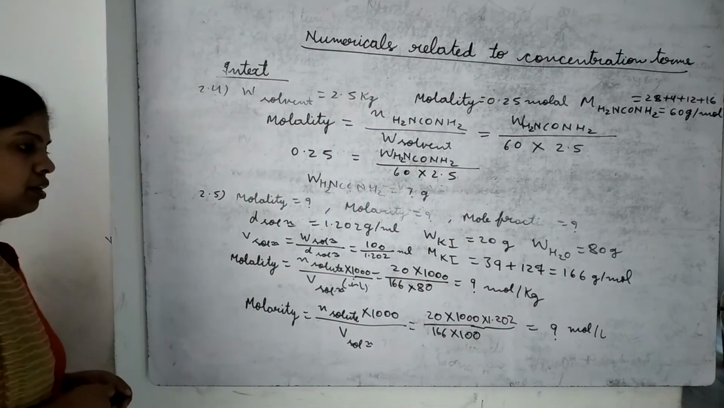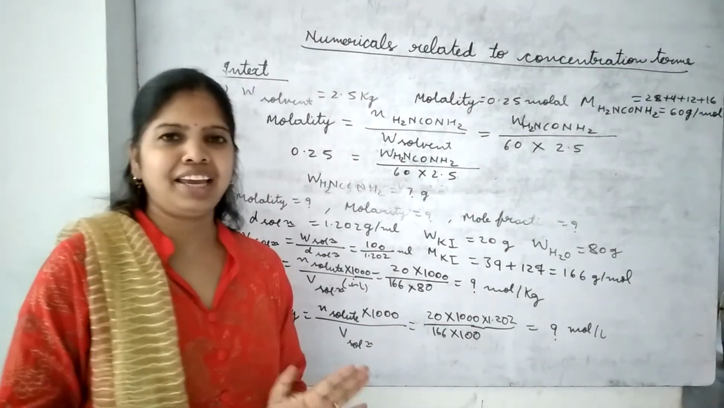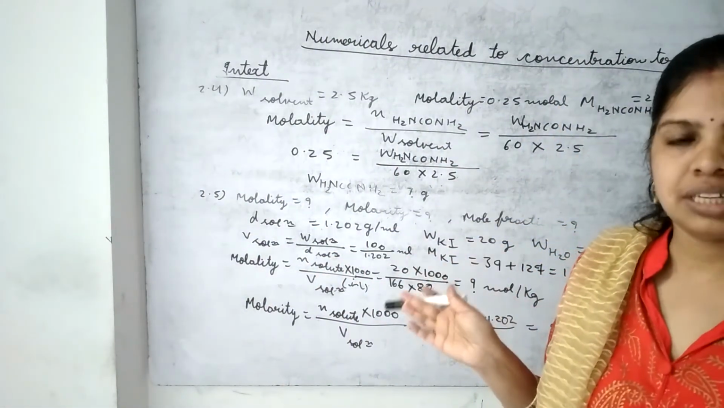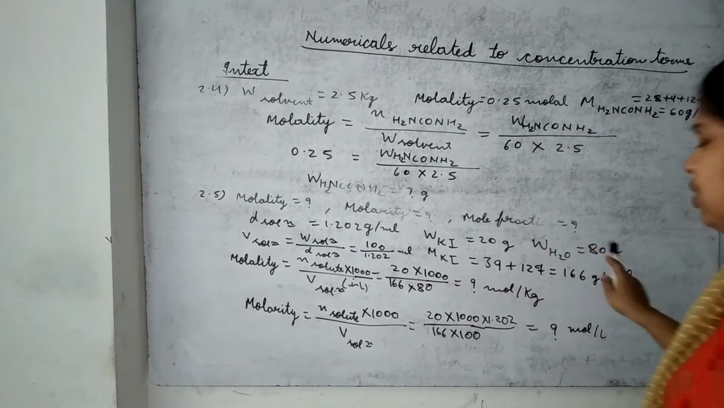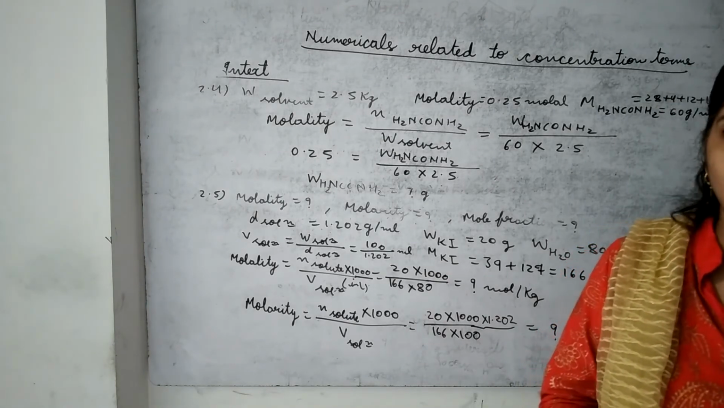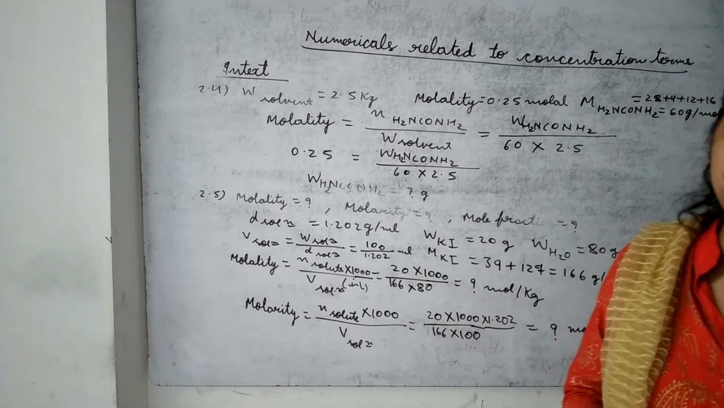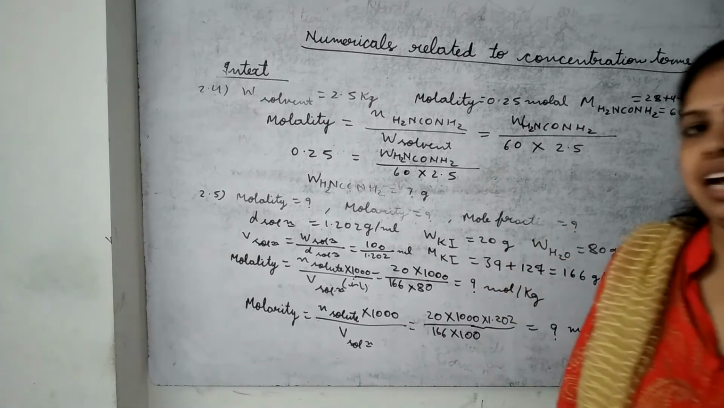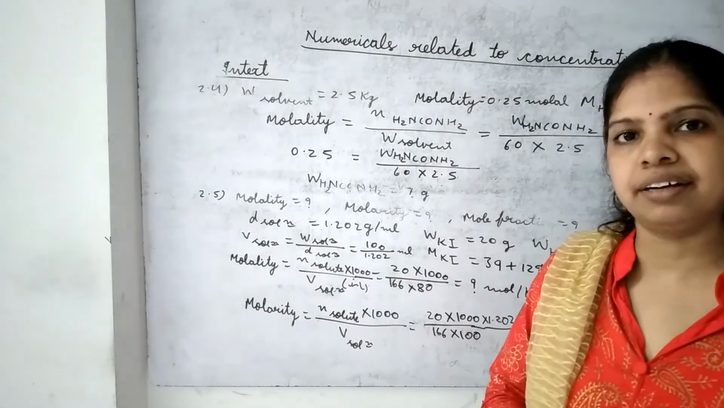Now next one, mole fraction, the last one. It's very easy to find mole fraction. Again I am not going to discuss it because in-text 2 was also similar. Here we have mass given and molar mass. Mass given of water is 80 gram and its molar mass is 18 gram per mole. So number of moles of potassium iodide divided by summation of number of moles of potassium iodide and number of moles of water. Through that you can easily find the mole fraction of potassium iodide.